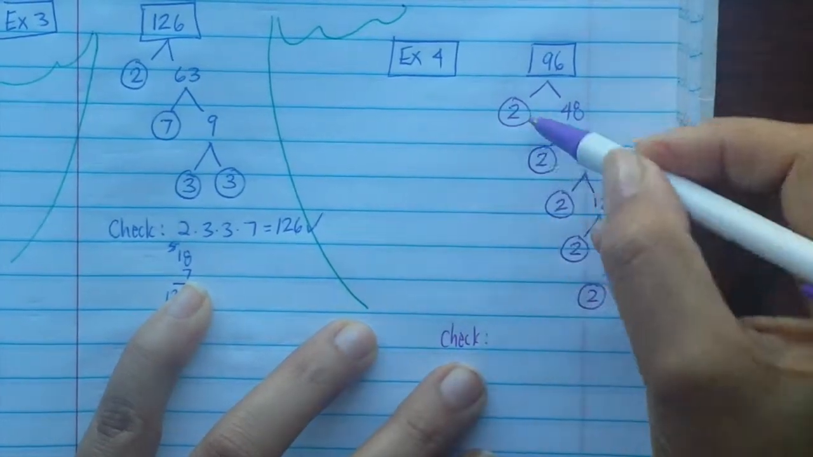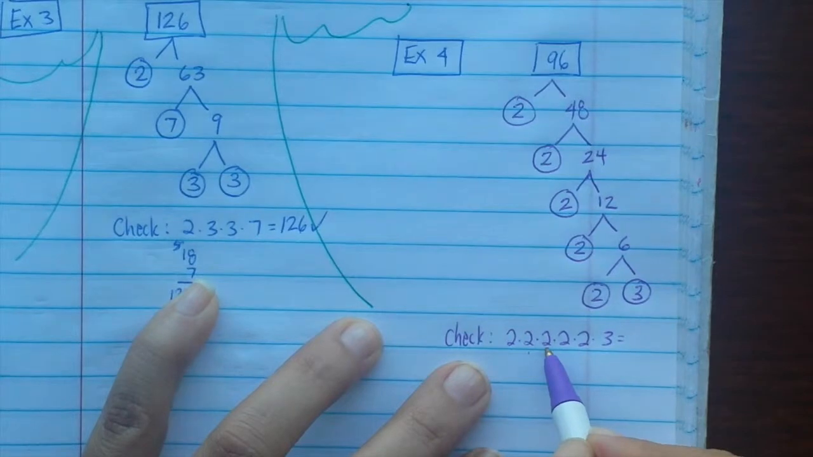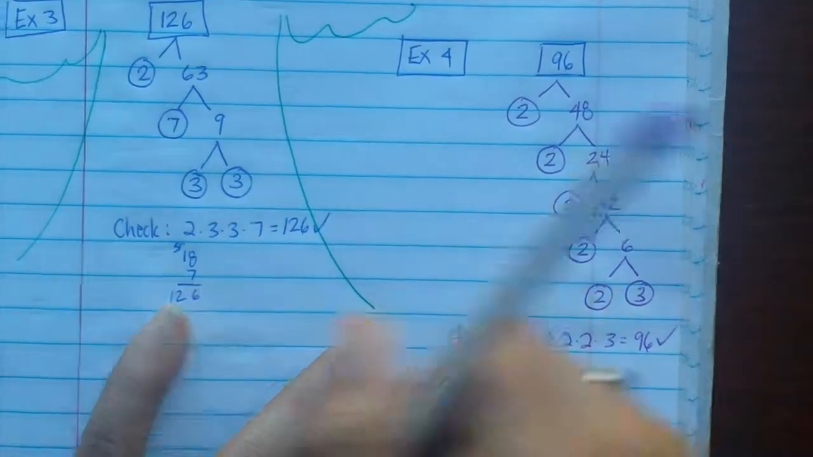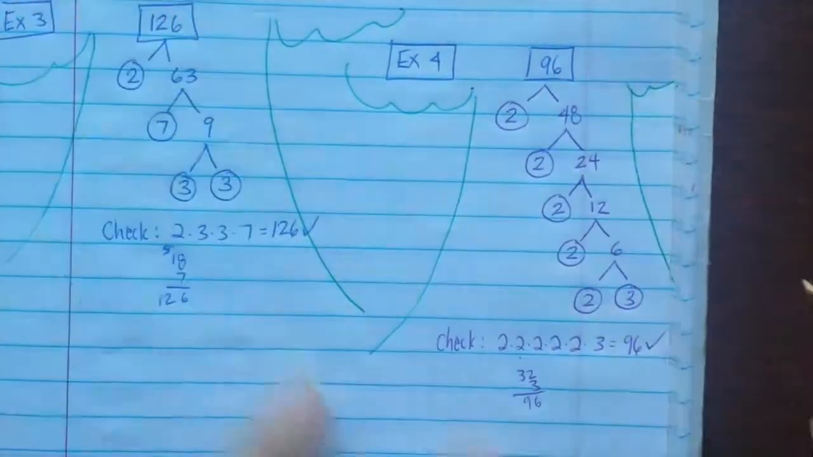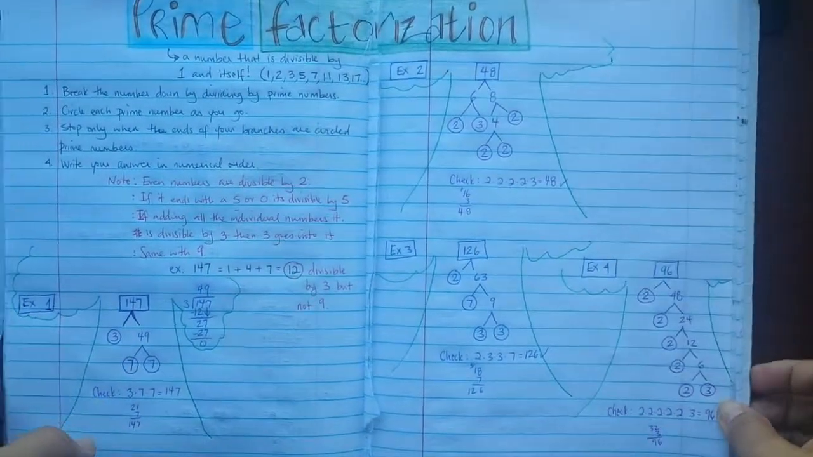So we're going to check it. We've got 1, 2, 3, 4, 5 2's and the 3. 2 times 2 is 4, times 2 is 8, times 2 is 16, times 2 is 32. 32 times 3 is 96. Alright, so I am good and I've checked it. Alright, so let's practice because you're actually going to need this for the next thing that we're going into.